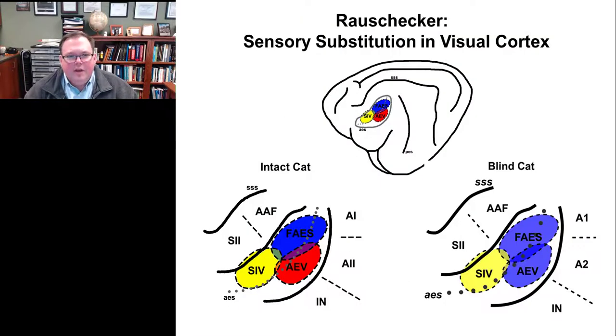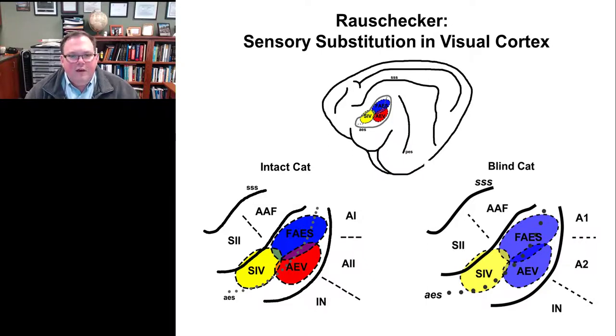Even more recently was work from Josef Rauschecker's lab. This work is a little bit different from the previous two studies we were just talking about. In the previous two studies, we were looking at competition within the visual system and competition within the somatosensory system. In this study, we're actually looking at competition between sensory systems.